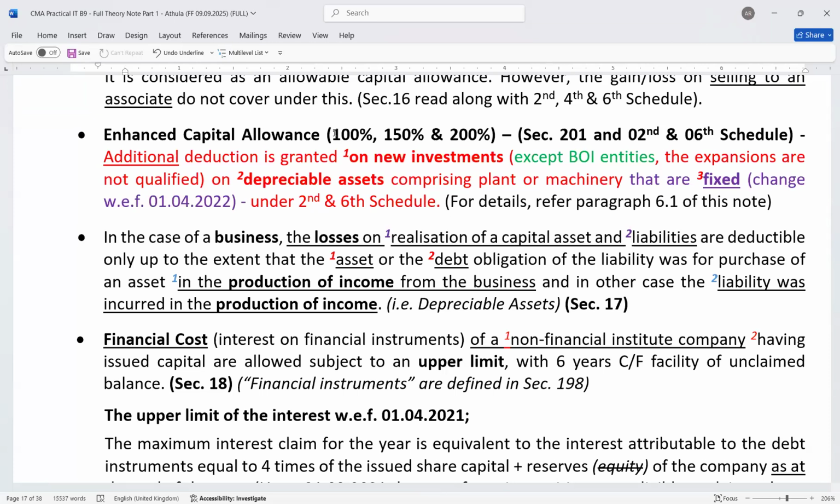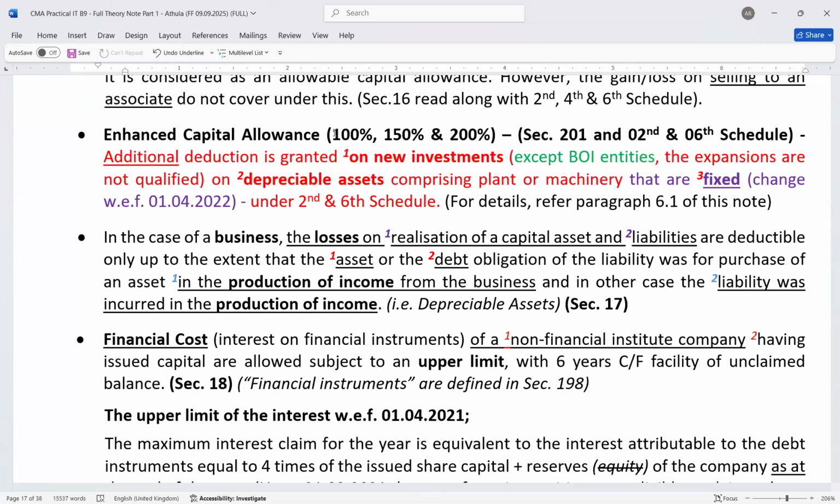Then there's an upper limit. When we apply the upper limit, whatever amount we couldn't claim in the current year, if we end up with some amount which we couldn't claim, we can carry forward that amount to the next 6 years, for us to claim during that period.